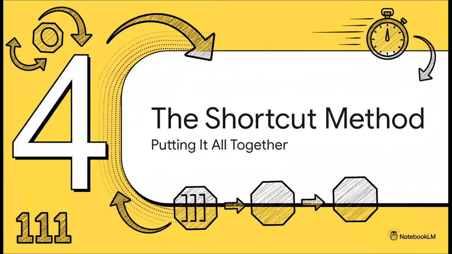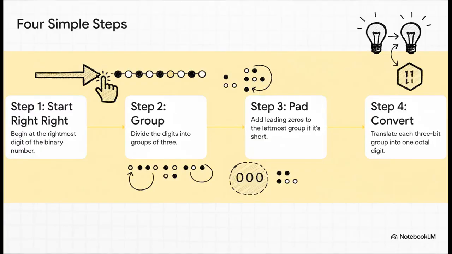Okay, now that we've seen all the pieces, let's wrap this up into a quick, repeatable shortcut you can use anytime. This is how you make this whole process feel like second nature. It boils down to just 4 simple steps. Step 1, start from the right. Always. Step 2, group everything in 3s. Step 3, if that last group on the left is a little short, just pad it with zeros. And step 4, convert each little group. That's it. That's the entire playbook.